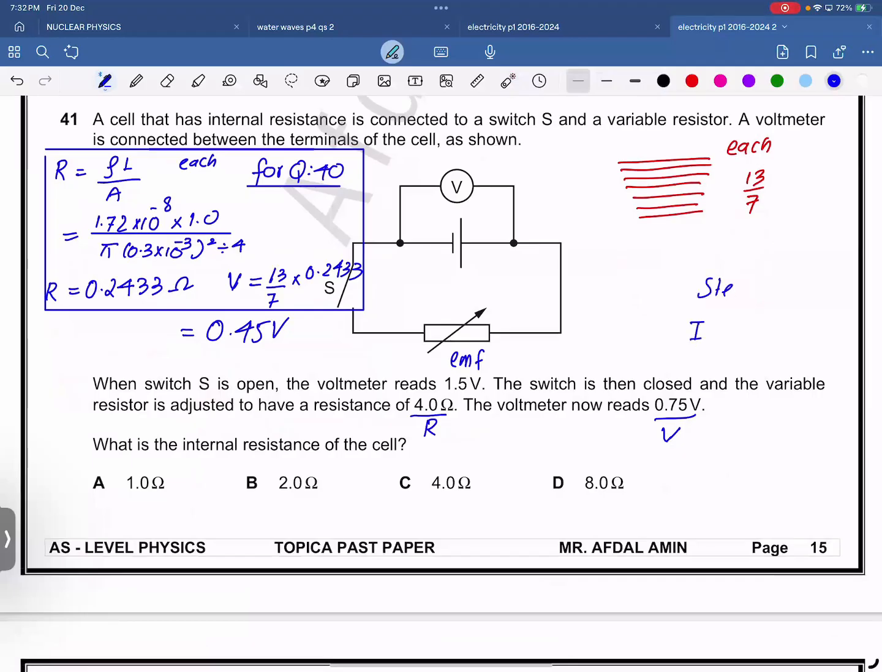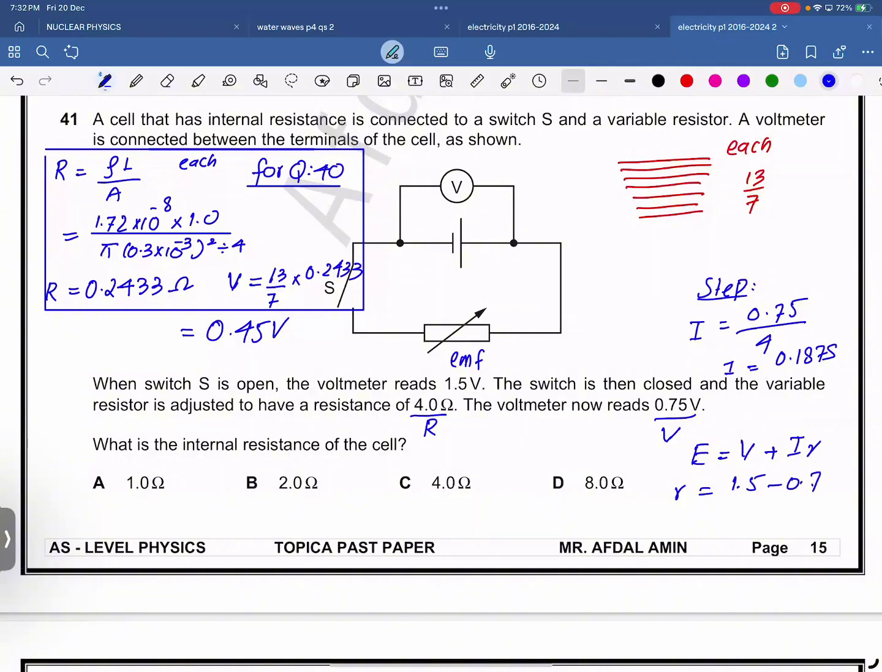Step 1, my dear students, current is V over R. How much? 0.1875. Okay, now you can find the internal resistance. E is equal to terminal voltage plus Ir. So r will be 1.5 minus 0.75 over 0.1875.